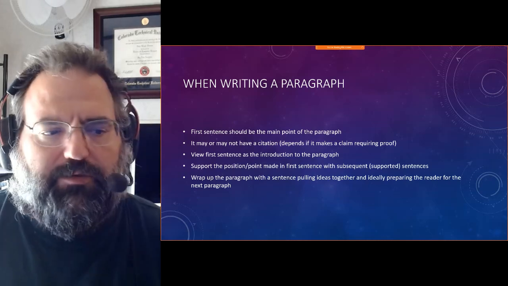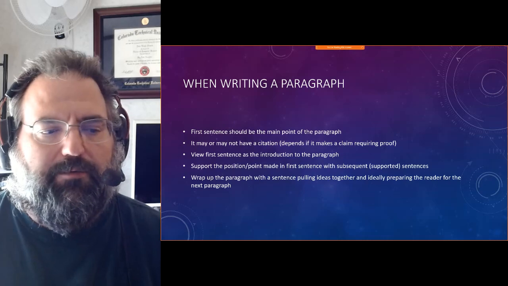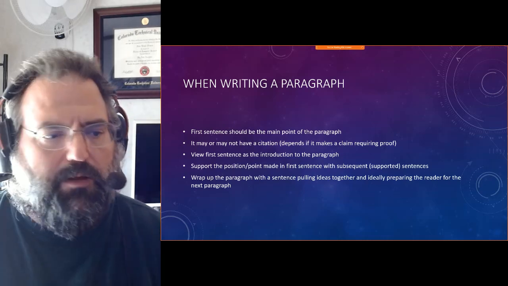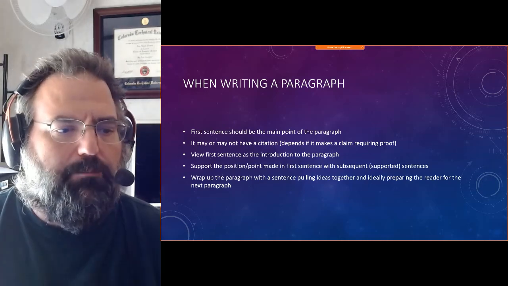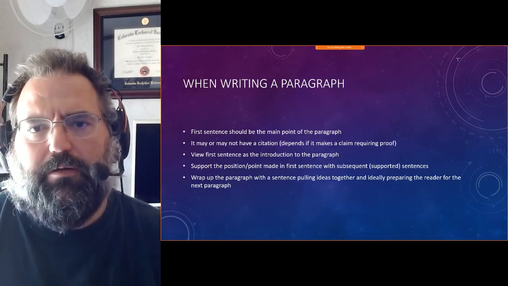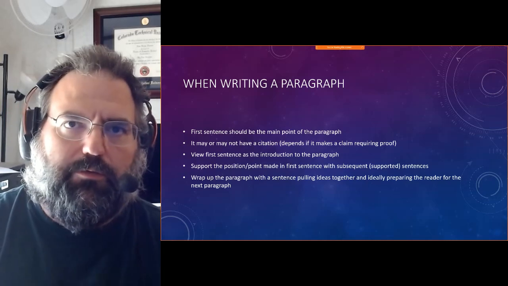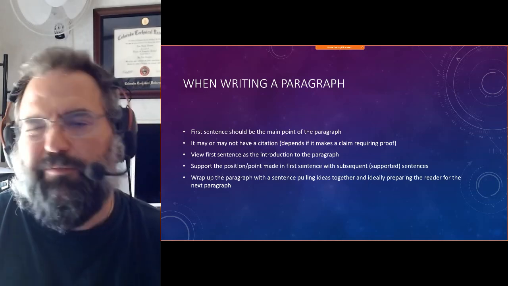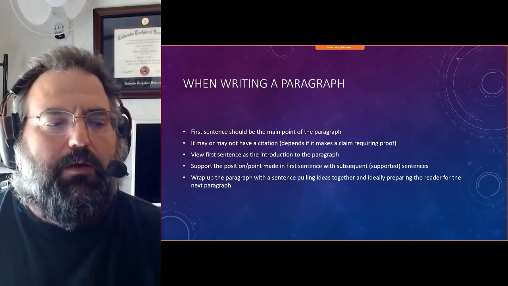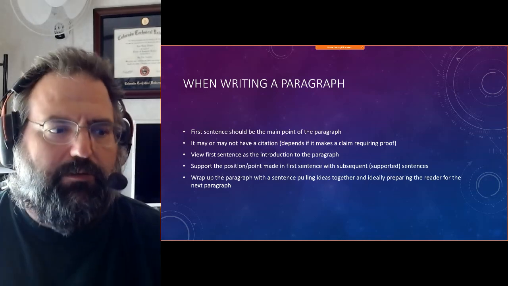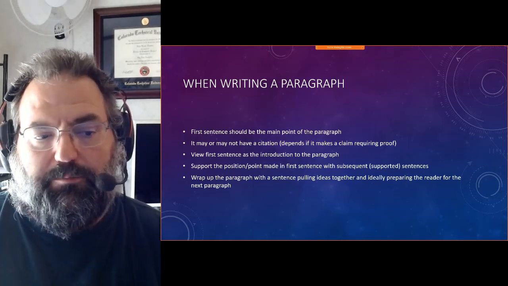So the first sentence of a paragraph is the main point of the paragraph. It should tell you what's the point. That's called the topic sentence. It may or may not have a citation on it, because the rule is you cite the first time that you use a source. So if you use a source in the first sentence of your paragraph, you should probably put a citation on it.